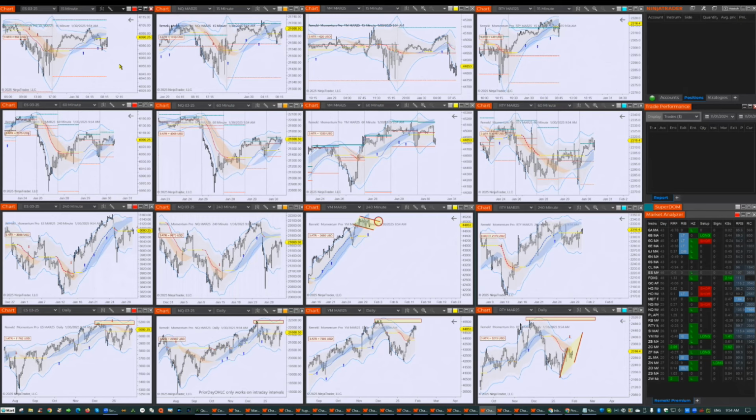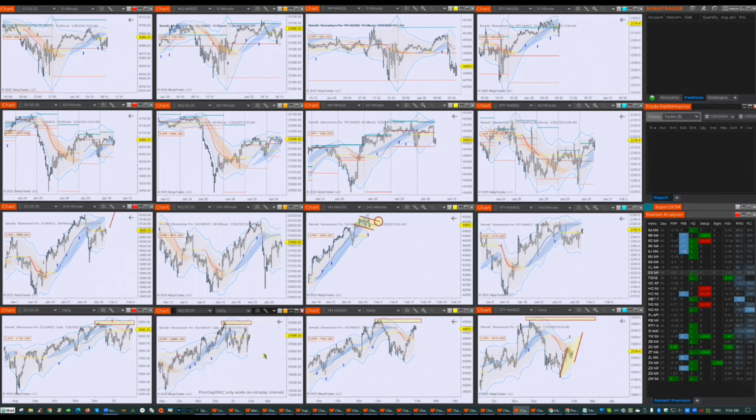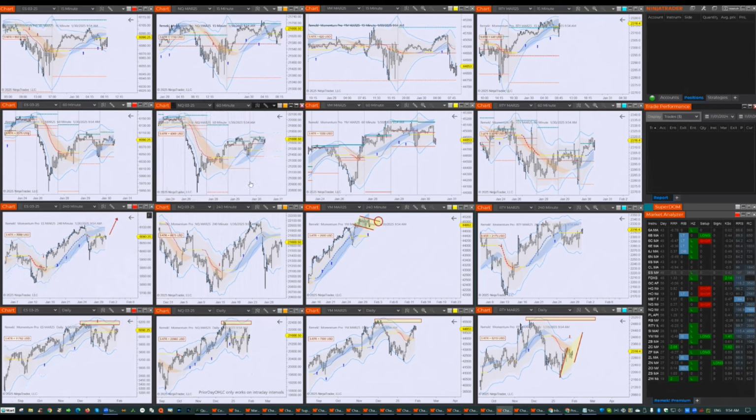So I expect the indexes to go up, definitely. I expect that the ES and the others will test the previous high. RTY looks very enticing for me, but the easiest trade probably would be the YM and the NQ. I think the tech sector continues to be strong. Expect that to move to the upside.